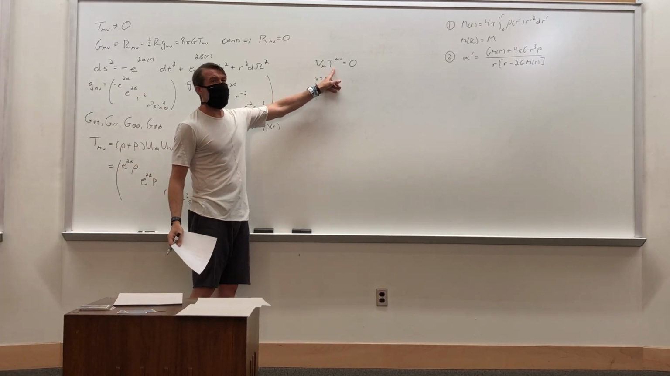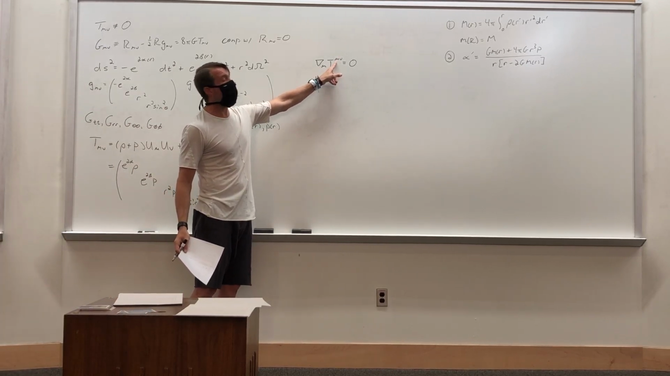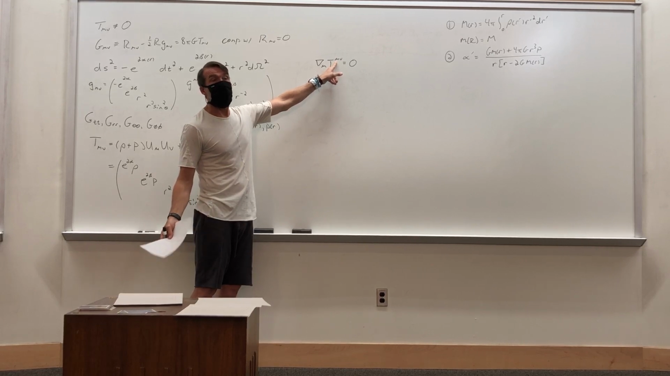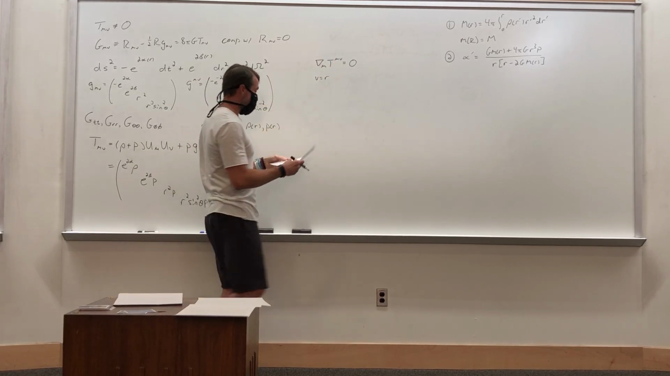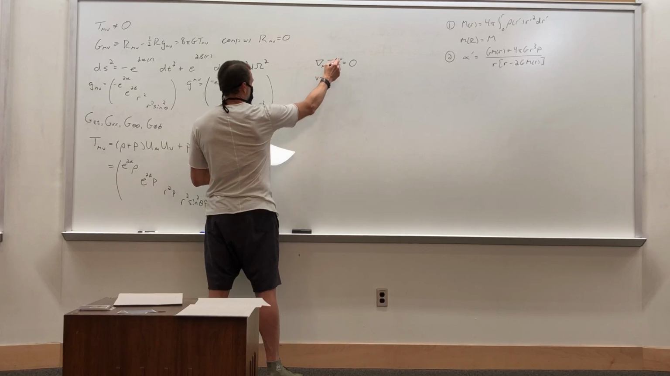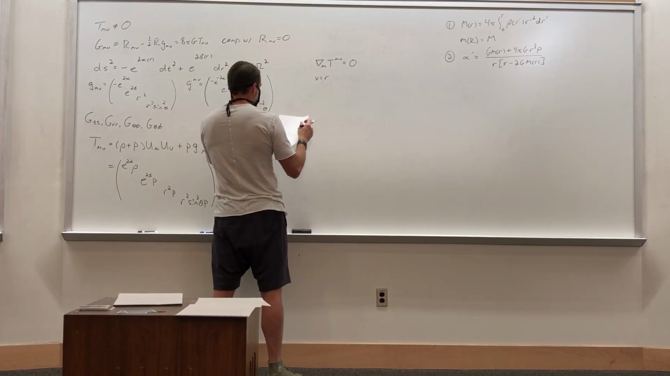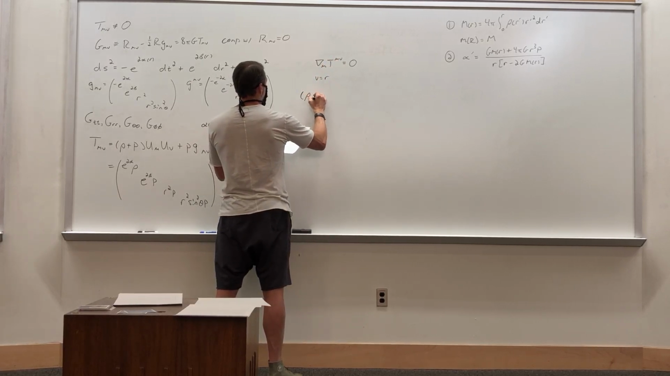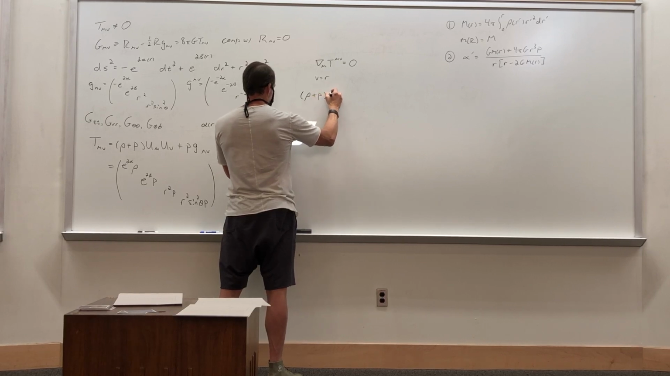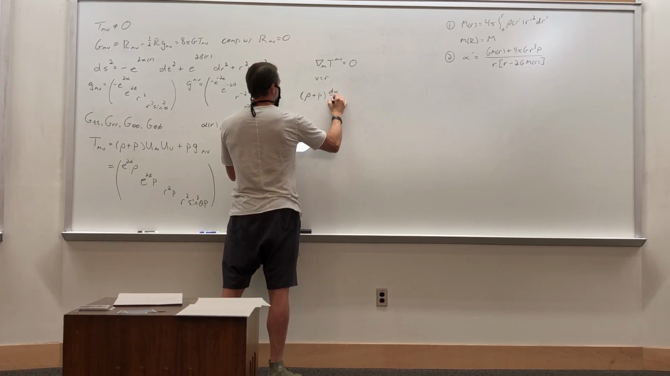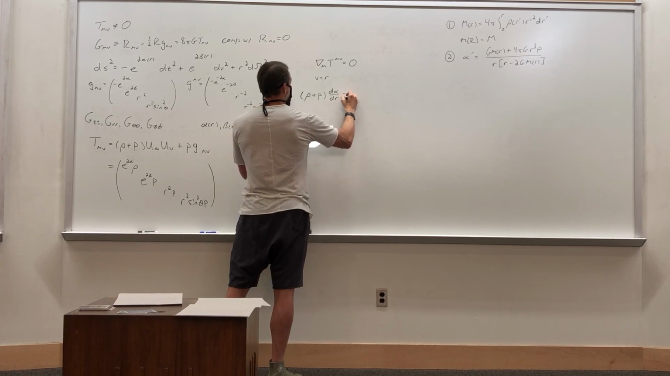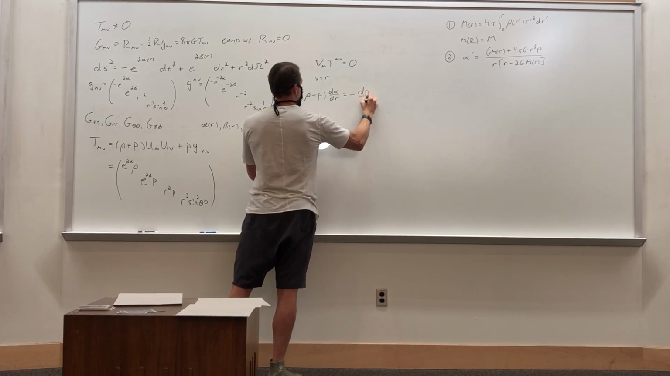Notice the energy momentum tensor is diagonal, so if nu is equal to r, what must mu be? It must be r. So this is really just going to be del_r T^{rr}. And if I write it down, it's going to give me (rho plus p) d alpha/dr equals minus dp/dr.